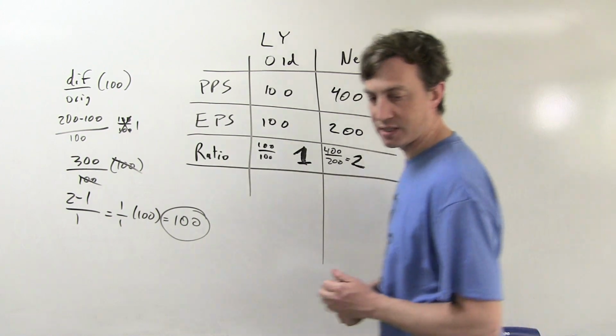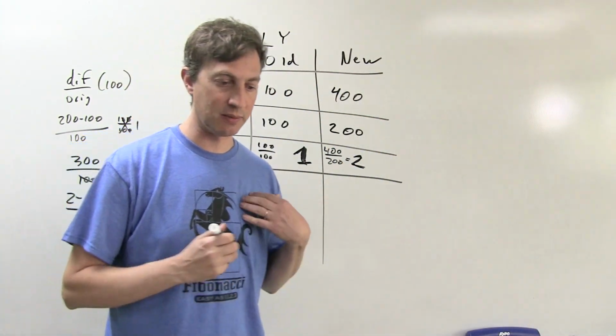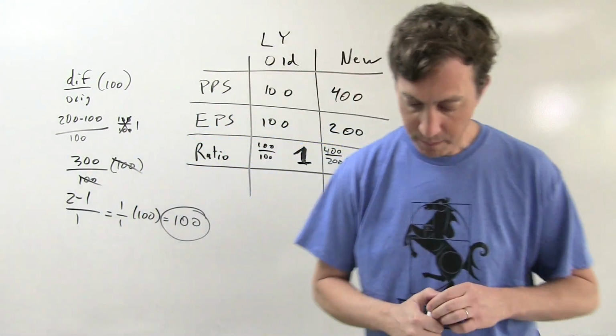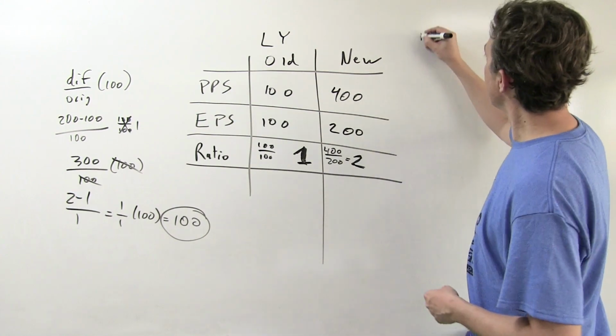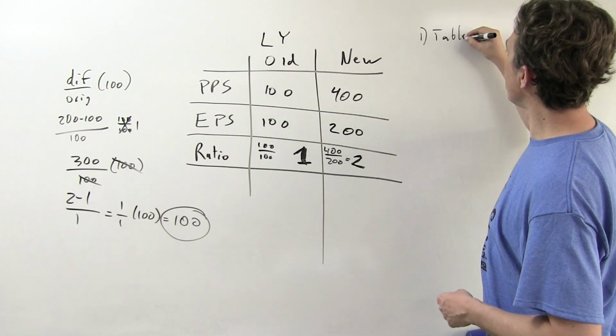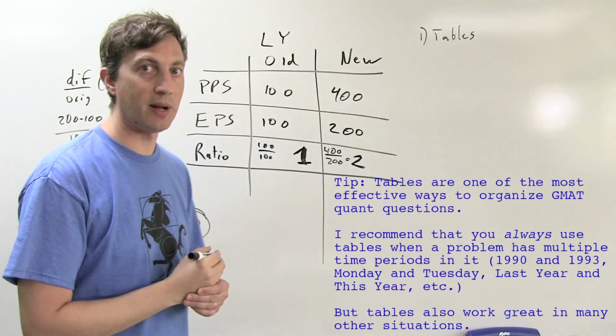There's 4 or 5 of these that are of similar complexity out there. Some in official materials, some that I've seen from other sources. But the things they have in common, right? First of all is table. Tables are one of the most flexible and useful structures that you can use when you're doing GMAT problems.